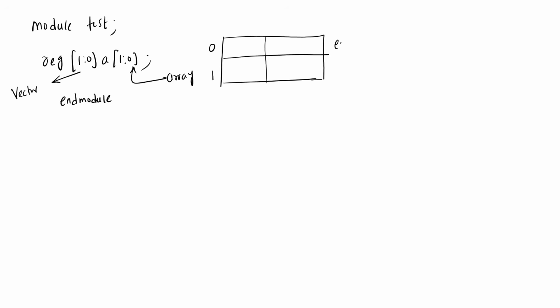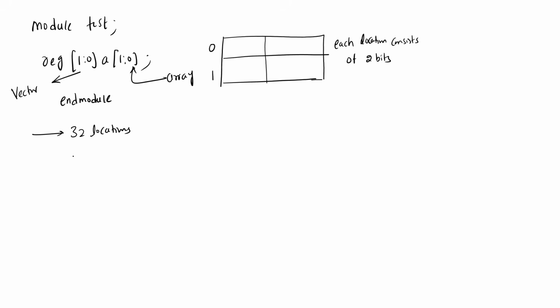So each location consists of 2 bits. Did you understand? Okay. Suppose I want to develop a memory such that I want 32 locations.